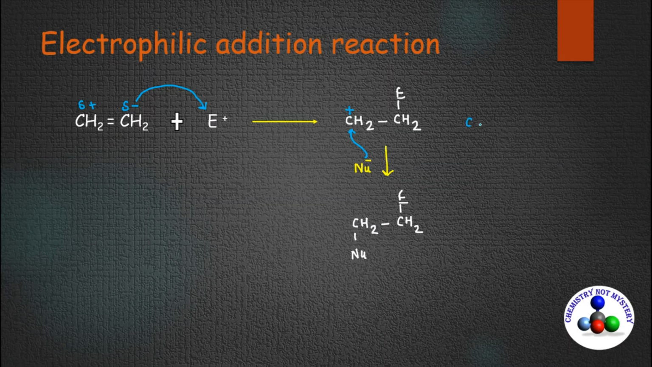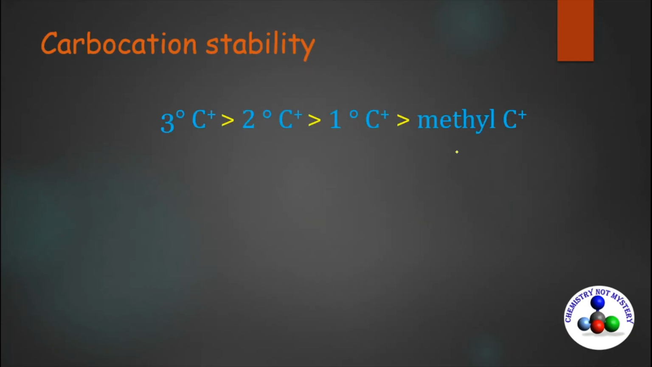Carbocation stability plays an important role in deciding the fate of the reaction. Tertiary carbocation is more stable than secondary, is more stable than primary, is more stable than methyl carbocation. Tertiary carbocation is the carbocation bonded with 3 other carbons directly. Secondary carbocation is bonded with 2 other carbons directly. Primary carbocation is bonded with 1 other carbon directly, while CH3+ is the methyl carbocation.